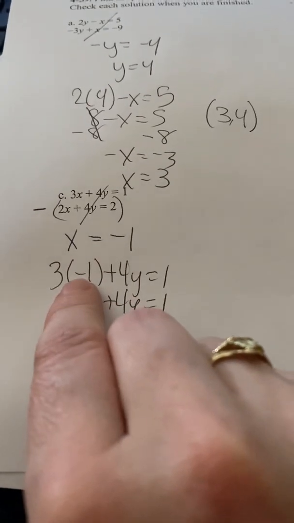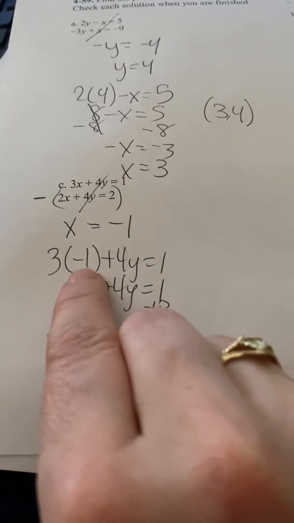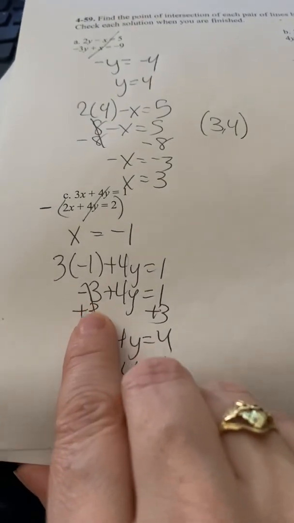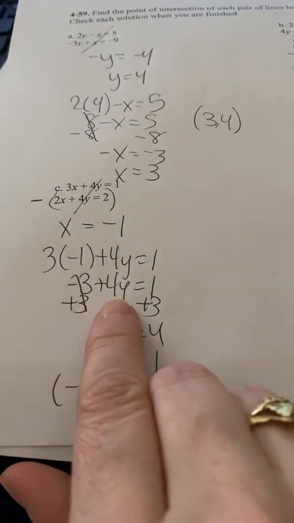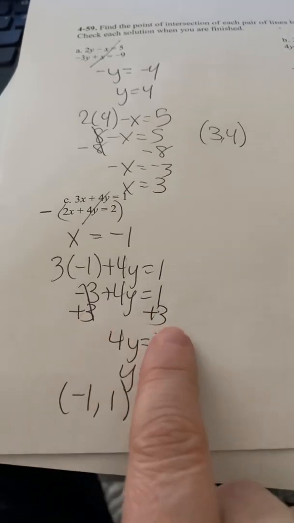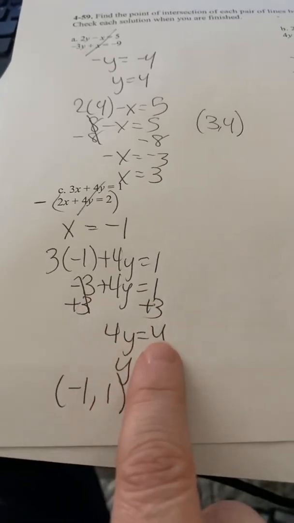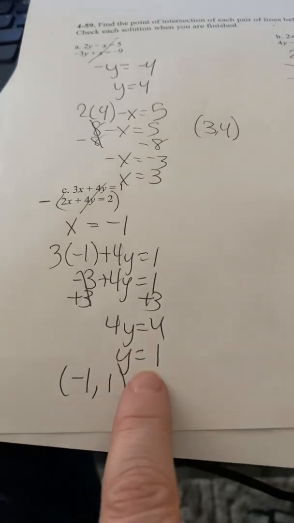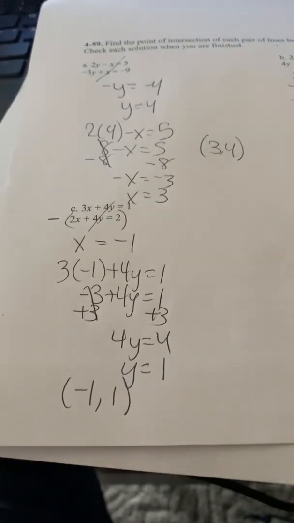1 minus 2 is negative 1, so x equals a negative 1. When you plug that in, I chose the first equation again. 3 times negative 1 is a negative 3. Negative 3 plus 4y equals 1. Add 3 to both sides, and now you have 4y equals 4. Divide both sides by 4, and you get y equals 1. So x is negative 1, and y is 1.